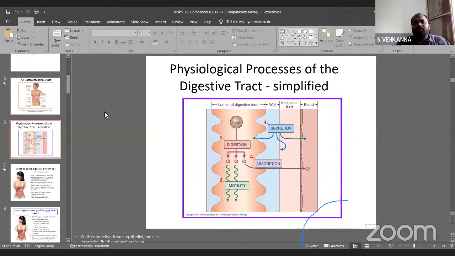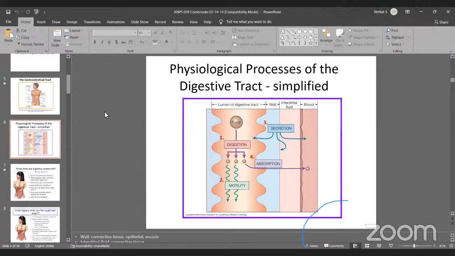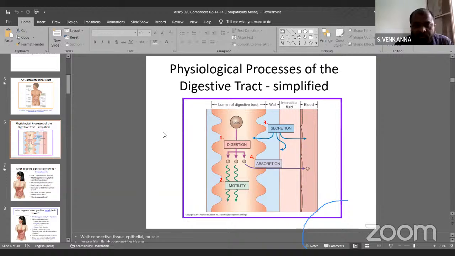The physiological process of the digestive tract, simplified. Observe the digestive system. This is the first place of food. Second, digestion is made up of three parts: first, secretion; second, motility; and third, absorption. The absorption is mainly in the small intestine.